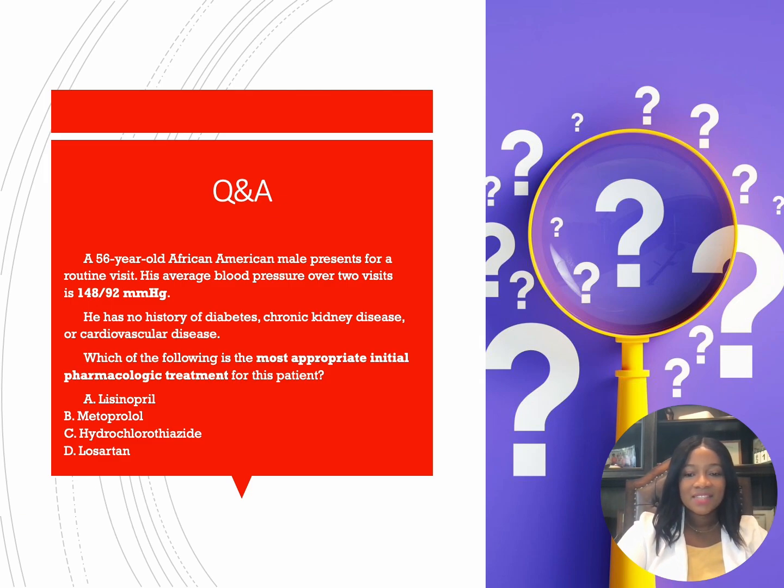So the correct answer is C, hydrochlorothiazide. The patient has stage 2 hypertension. Blood pressure is over 140/90. In black patients without CKD or diabetes, thiazide diuretics or calcium channel blockers are recommended for first therapy. ACE inhibitors and ARBs are less effective as monotherapy in this population unless CKD is present. And beta blockers are not first line for uncomplicated hypertension. So here you have it. The correct answer is C.